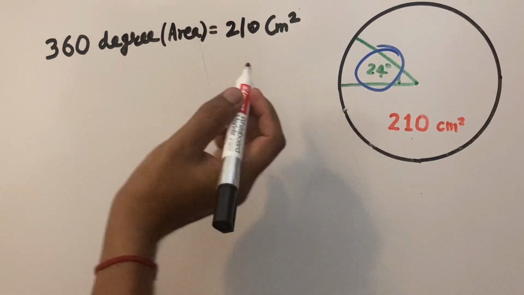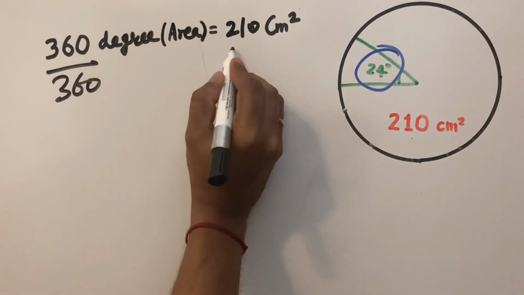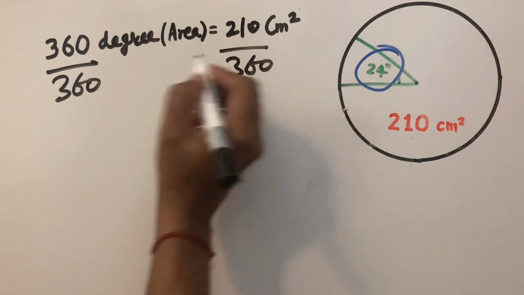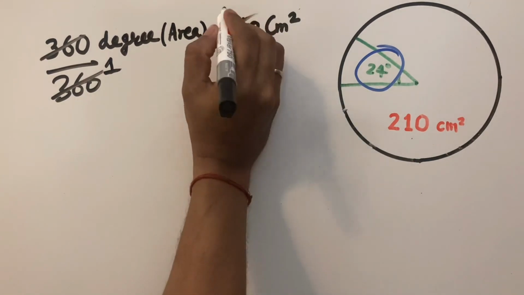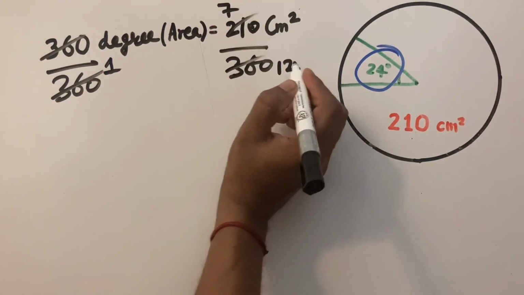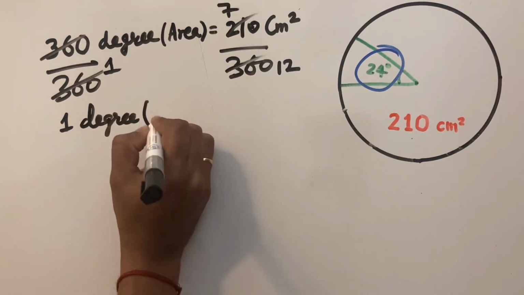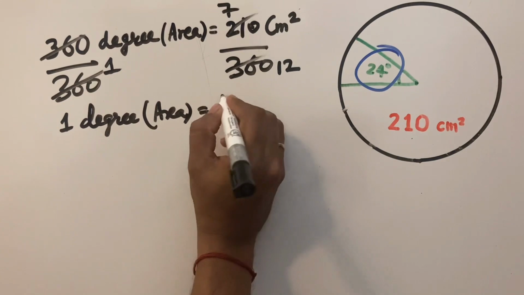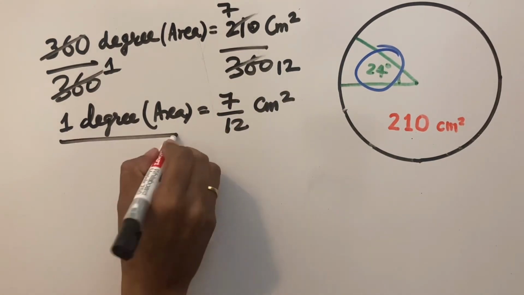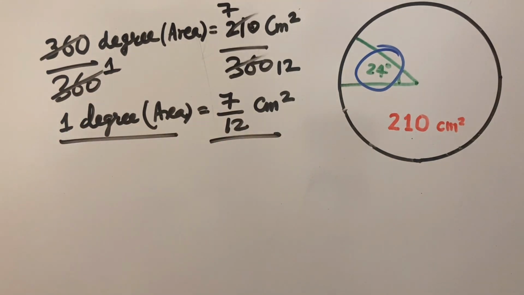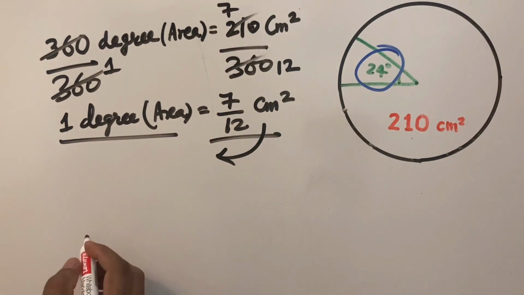Now divide by 360 on both sides of the equation. This becomes 1, and here after dividing by 30 it becomes 7 and 12. So from here, 1 degree area equals 7 by 12 centimeter square. So for a 1 degree section the area is 7 upon 12 centimeter square. To find out the area for 24 degrees, we must multiply by 24 in this area.